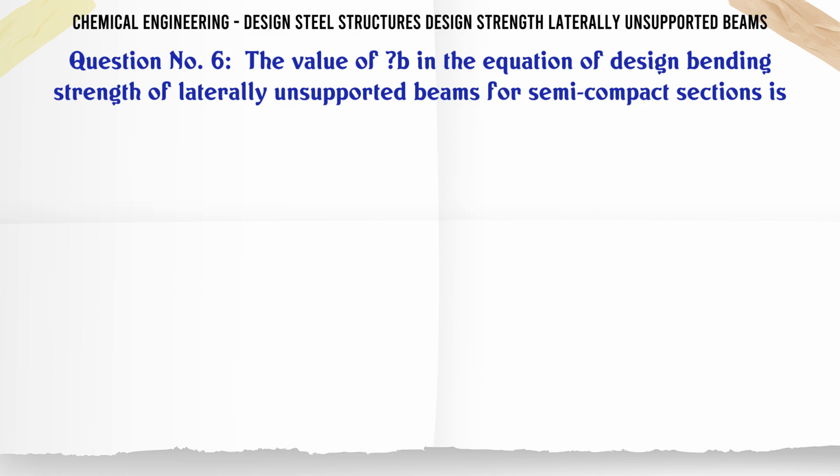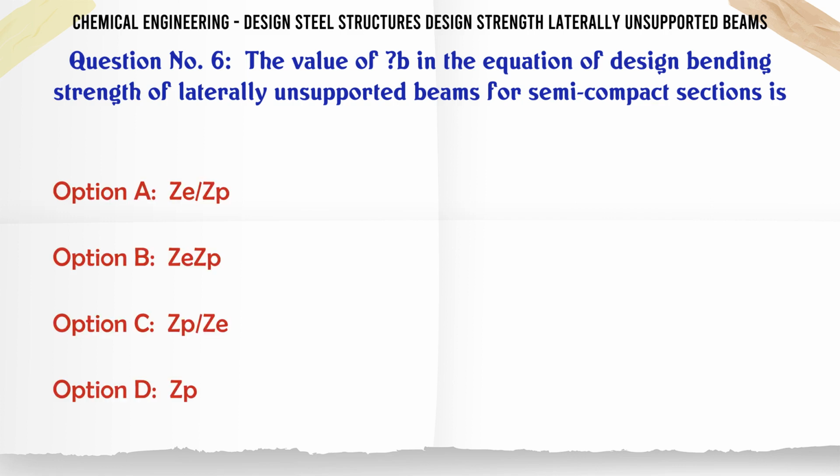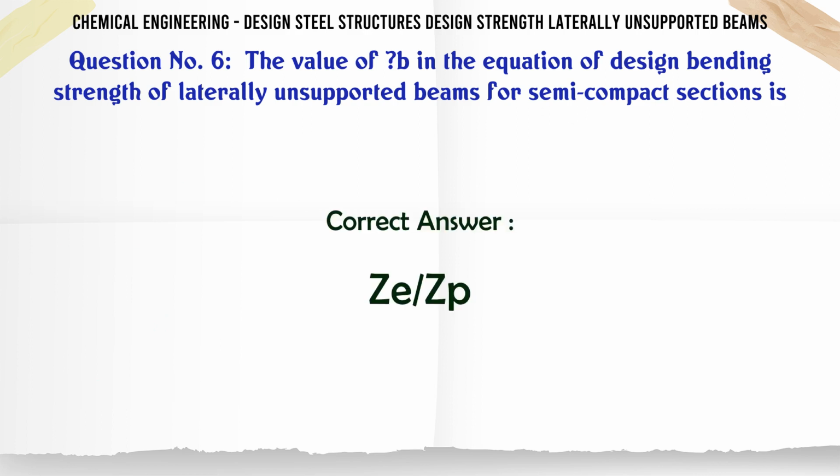The value of β in the equation of design bending strength of laterally unsupported beams for semi-compact sections is: A) Ze/Zp, B) Ze/Zp, C) Zp/Ze, D) Zp. The correct answer is Ze/Zp.